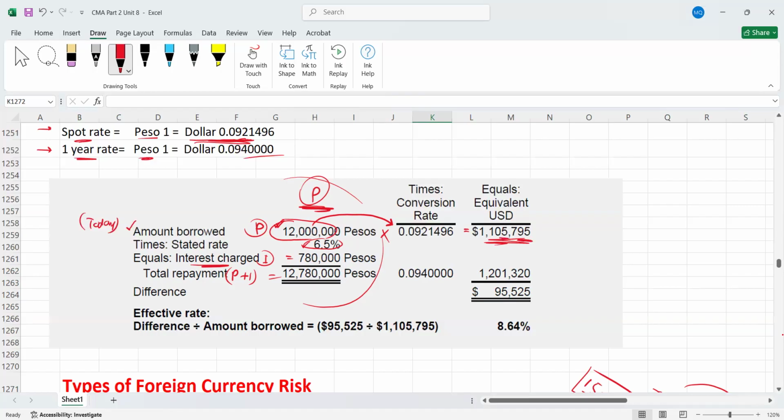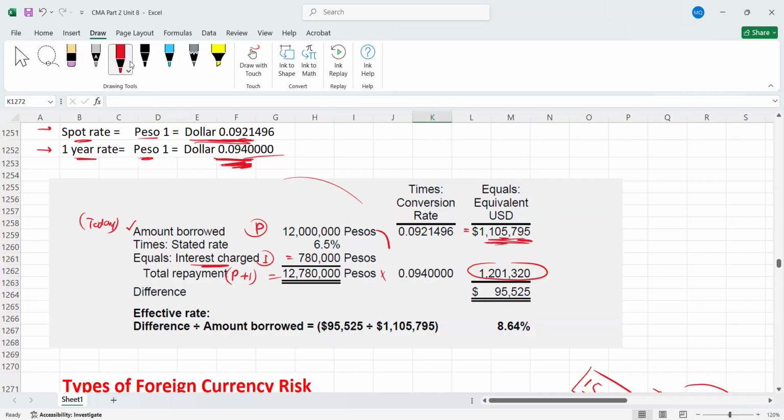Then this is my final principal repayment and interest, right? Principal plus interest. This value at the end of the year, because I will repay the bank, right? So this I will convert into dollars by using what? This rate, the year-end rate. If I multiply with the year-end rate, I will get this much dollar. Now, guys, listen to what I'm saying here.